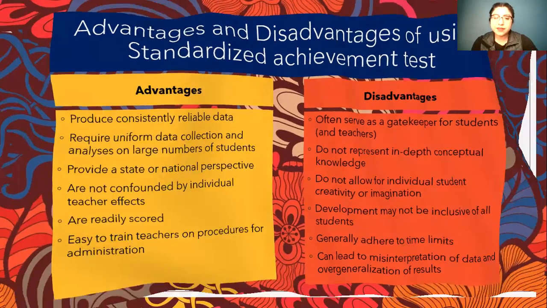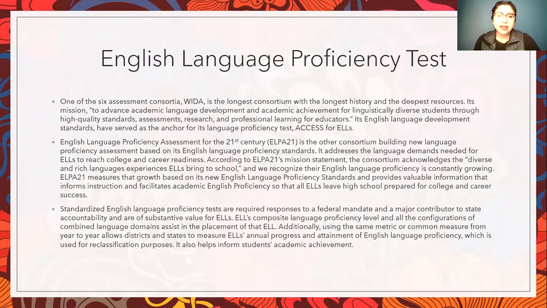But over time, we've seen, for example, WIDA and the ELPA, which stands for English Language Proficiency Assessment for the 21st Century, step up and advocate for ELL students. And so because of them, we have the English Language Proficiency Test, which is a response to a federal mandate and a major contributor to state accountability and has substantive value for ELLs. ELLs' composite language proficiency level, and all the configurations of combined language domains, assist in the placement of that ELL.